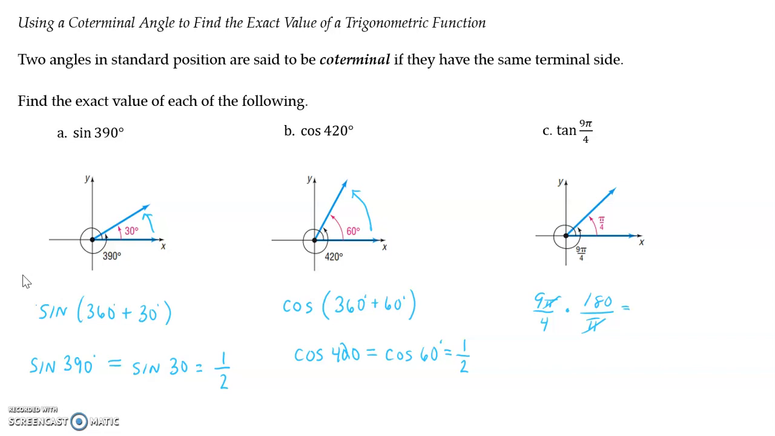And this should be the same thing as 9 times 180 over 4. And if we calculate that out, this should give us 405 degrees. So when we're looking for this value, tangent of 9 pi over 4, this is the same thing as asking for tangent of 405 degrees. So let's work with that one.